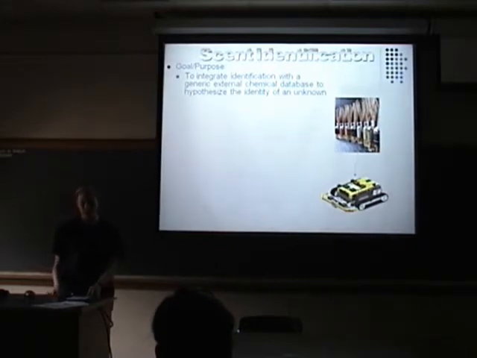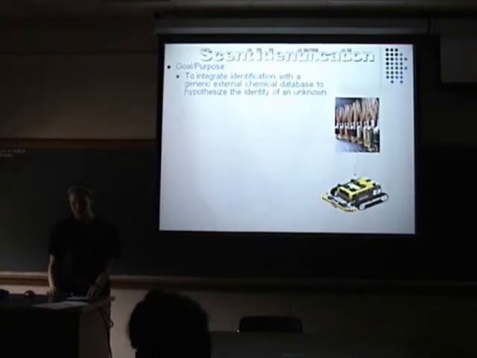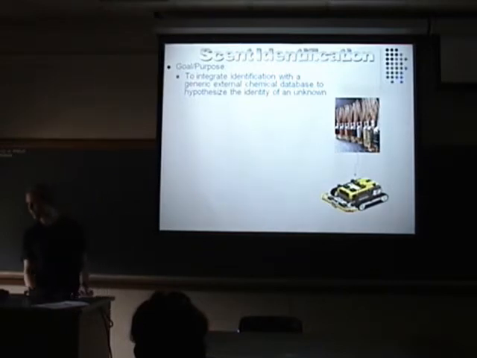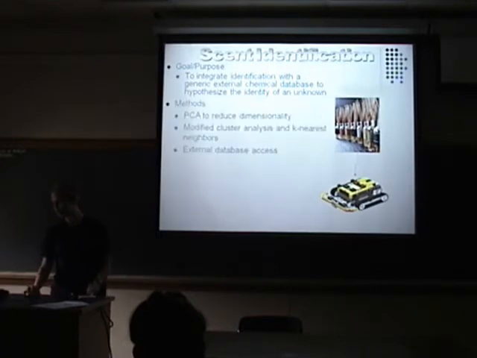My goal is to integrate a pattern recognition algorithm with an external database, so the algorithm can extrapolate the identity of the unknown based on the chemical identity of its nearest neighbors. In this way, programs or robots can learn and adapt to new scents. So as I said, I want to go from a scent to an identification, which can be used for robots.